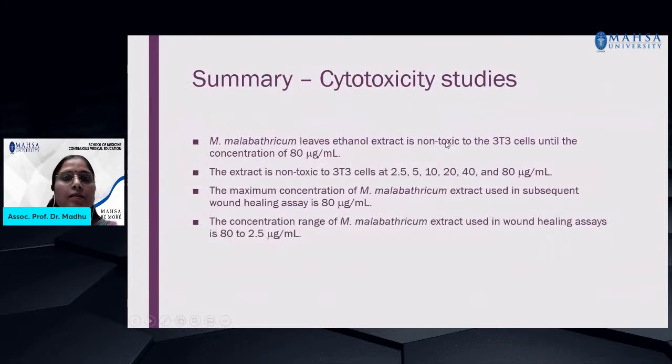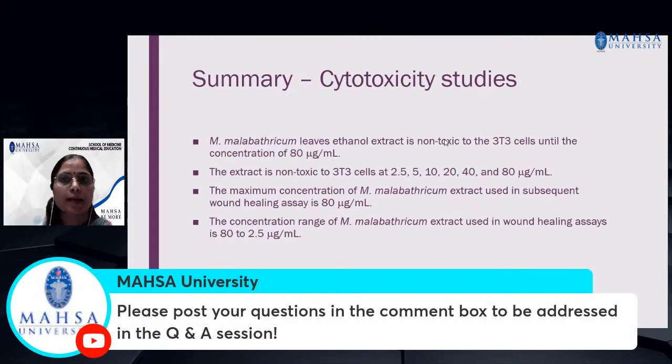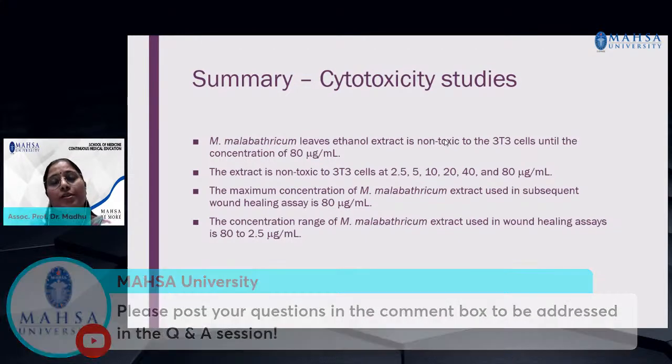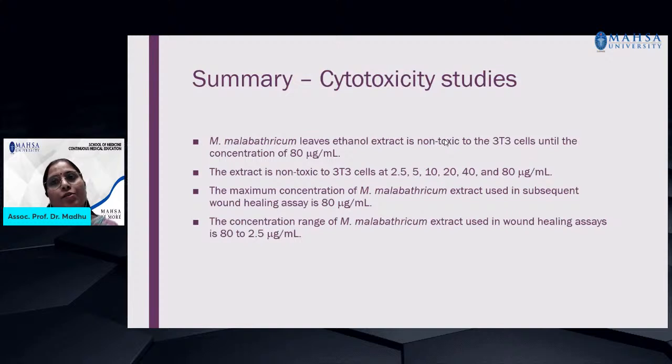Cells were affected only at 160 micrograms. Then summary. With this we can conclude that the test extract is safe until 80 micrograms. It means that the extract is safe from 2.5 to 80 micrograms per ml. Therefore, for the subsequent wound healing experiments, the maximum concentration that was used is 80 micrograms, and the test range we were using was from 2.5 to 80 micrograms per ml.